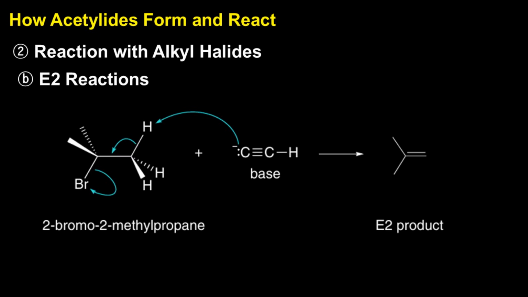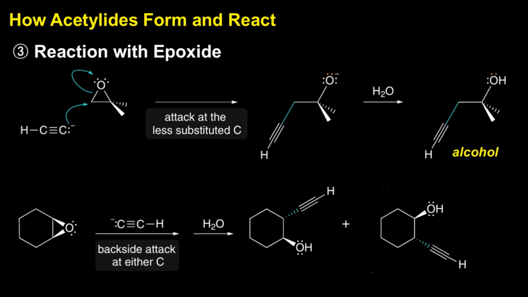It pulls a proton off the beta carbon, and that triggers an E2 elimination, giving you an alkene instead. So here's the bottom line. With primary alkyl halides, acetylides go SN2. But with tertiary halides, they shift gears and go E2.